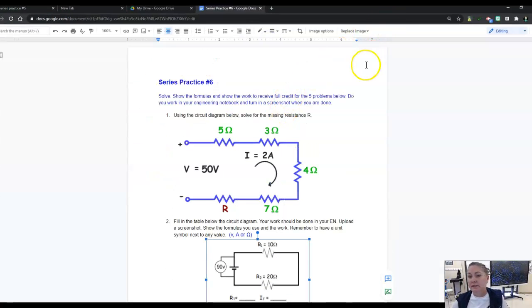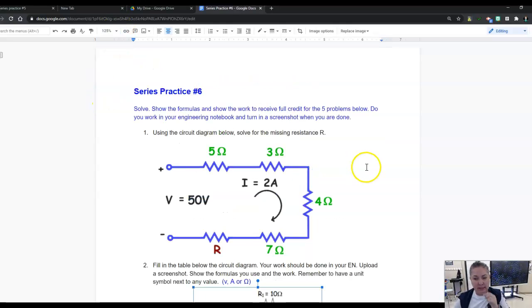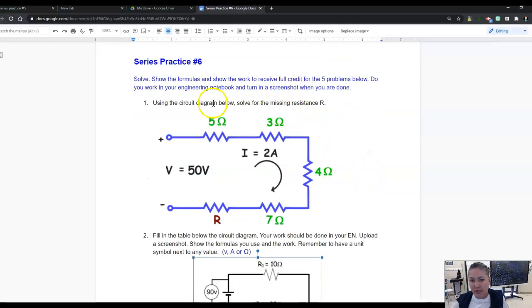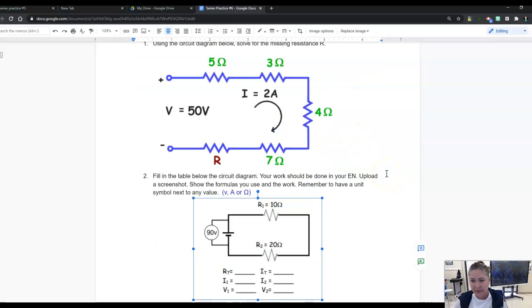I'm looking at series practice number 6 from POE class. We were just solving some random series examples. I don't have my whiteboard working properly, so I'm just going to talk it through so you can do this in your engineering notebook. There are 5 problems below. You should show your formulas, your work, your units. Proper engineering notation is good.